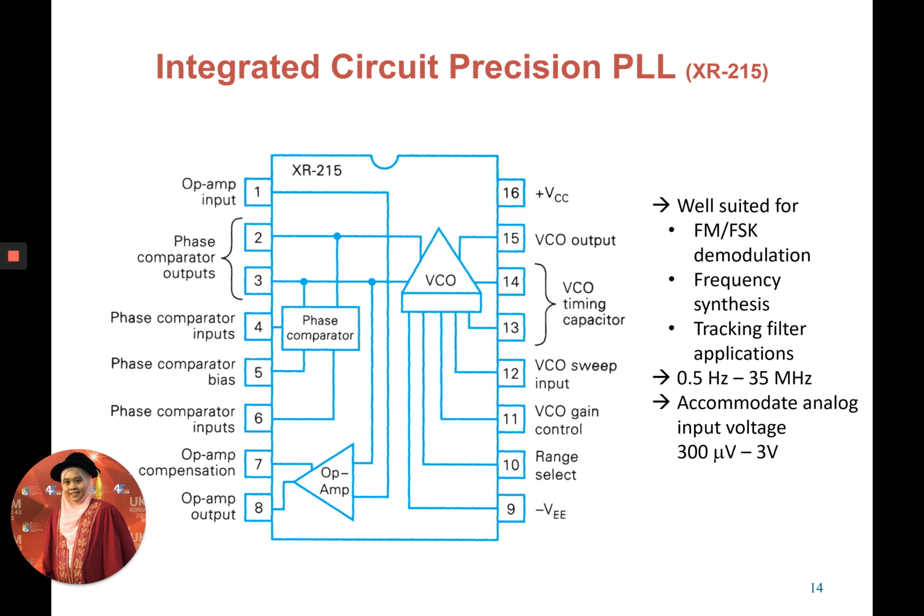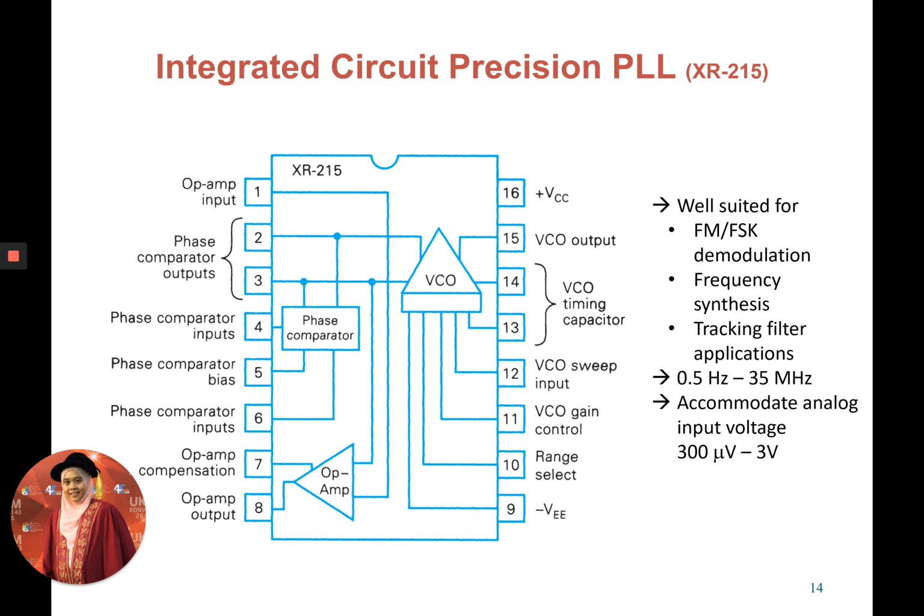Right. This is an example of one way we can use a PLL inside our system. You may use this IC with model number XR215, 16 pins. This IC is well suited for FM or FSK demodulation, frequency synthesis, and also tracking filter applications. The frequency range for this PLL IC is between 0.5 Hz and 35 megahertz, and it can accommodate analog input voltage between 300 microvolts up to 3 volts.